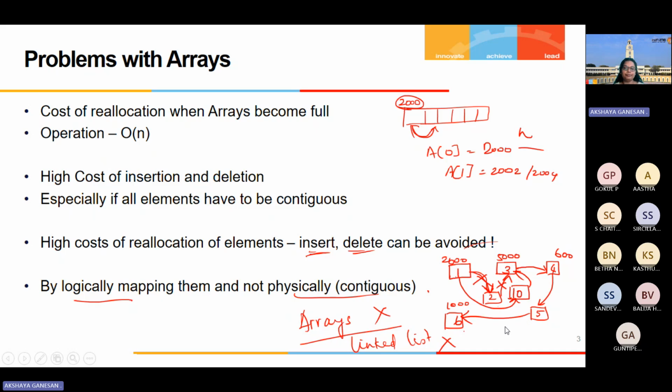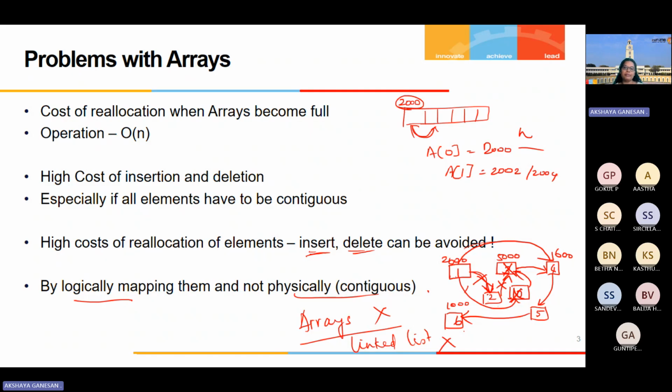I can easily do it. And if I want to completely delete 3 and 10, what do I have to do? I have to just link 1 and 4. That's all. Very simple. In one step, I will be able to do it. So that is the advantage of logical mapping rather than physical mapping.